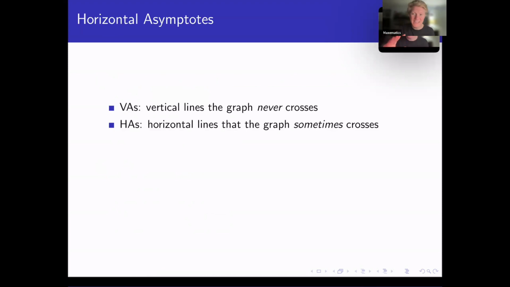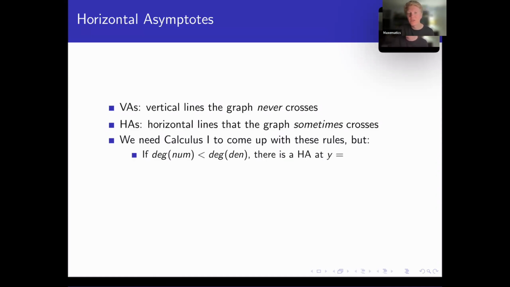So we can't necessarily explain it right now. Horizontal asymptotes essentially are tied to the end behavior of rational functions. We talked about end behavior for polynomials, but we can't really talk about end behavior for rational functions. It's a little quirkier than that. And if anything, it actually requires Calculus 1 to come up with, including all of these below rules to help us find horizontal asymptotes. So what we're going to do is compare the degrees of the numerator and denominator, right?